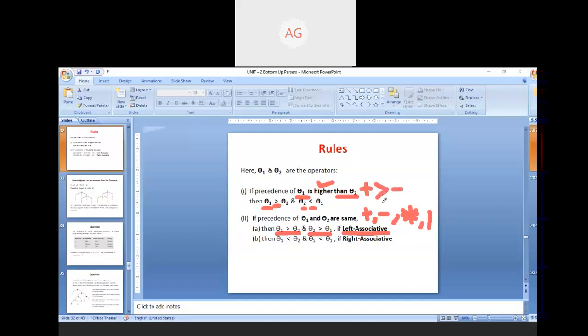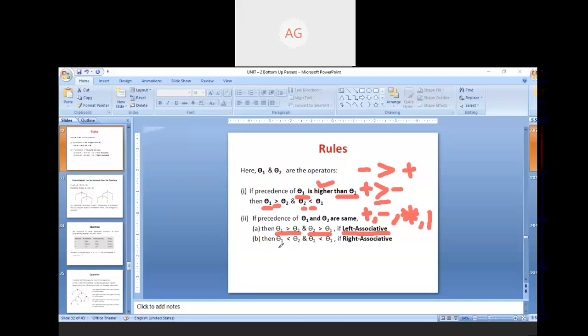both plus and minus have the same precedence, but plus comes before minus, and both follow the left associative principle. So in this case, we write plus has greater precedence than minus. If minus comes before plus in the expression, then we write that minus has greater precedence than plus.